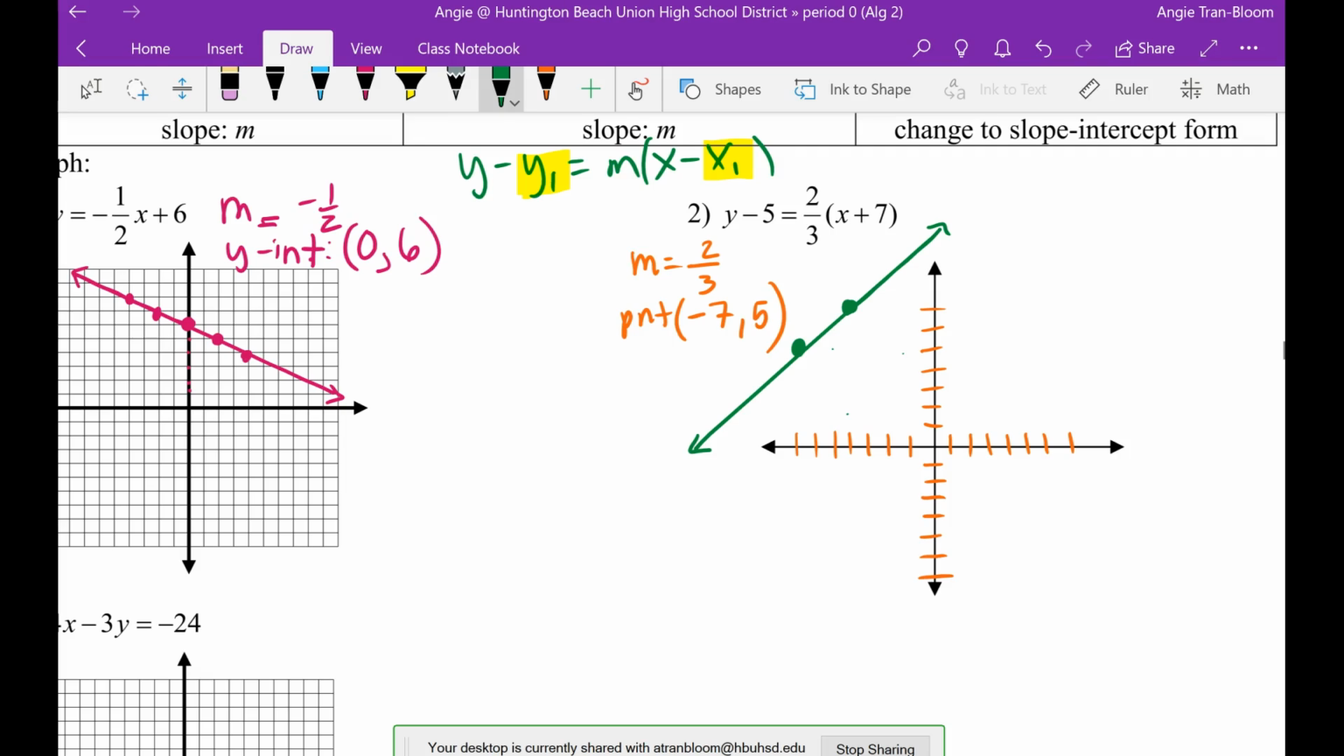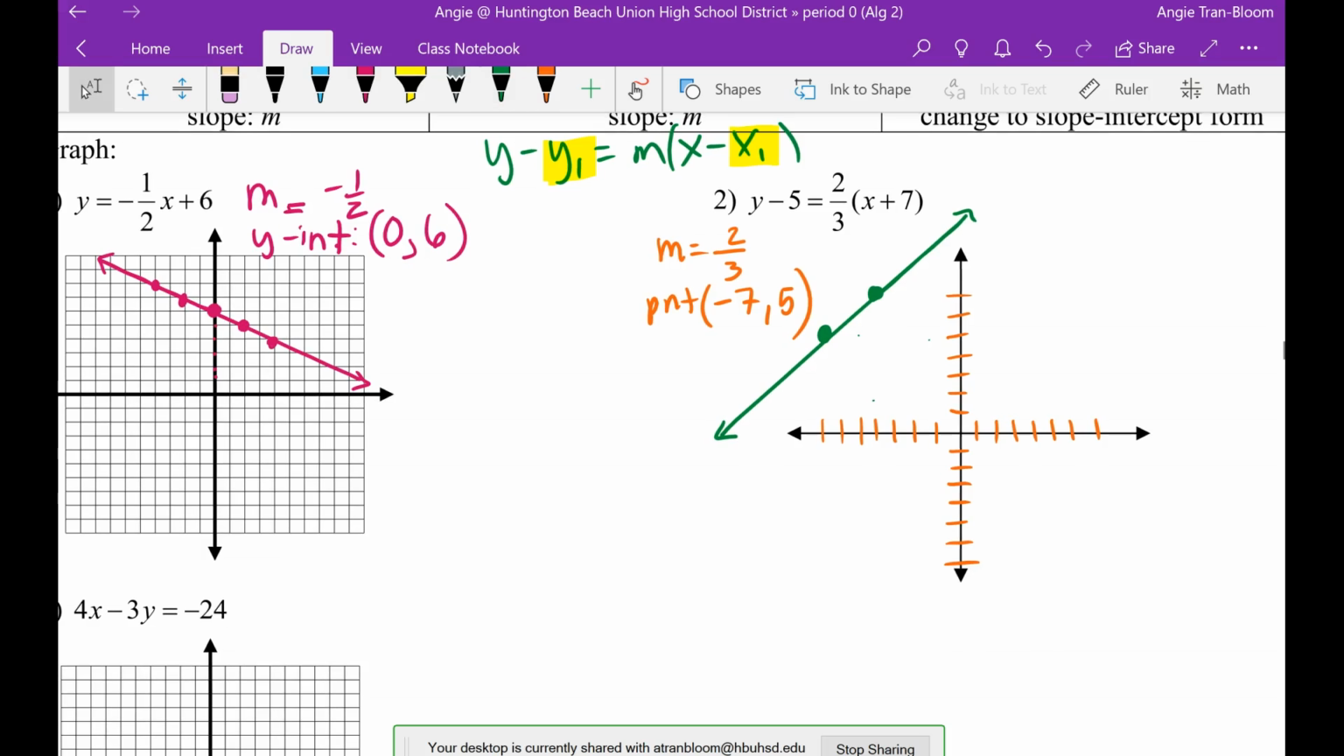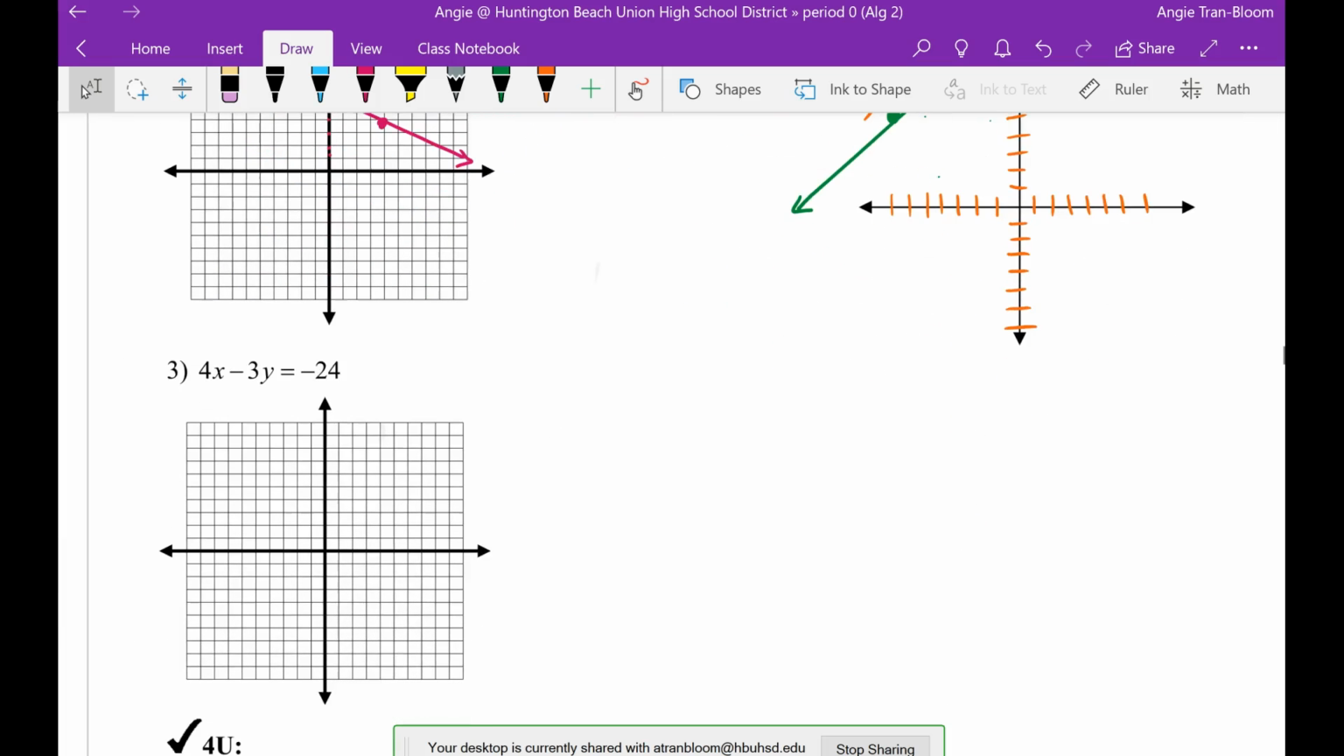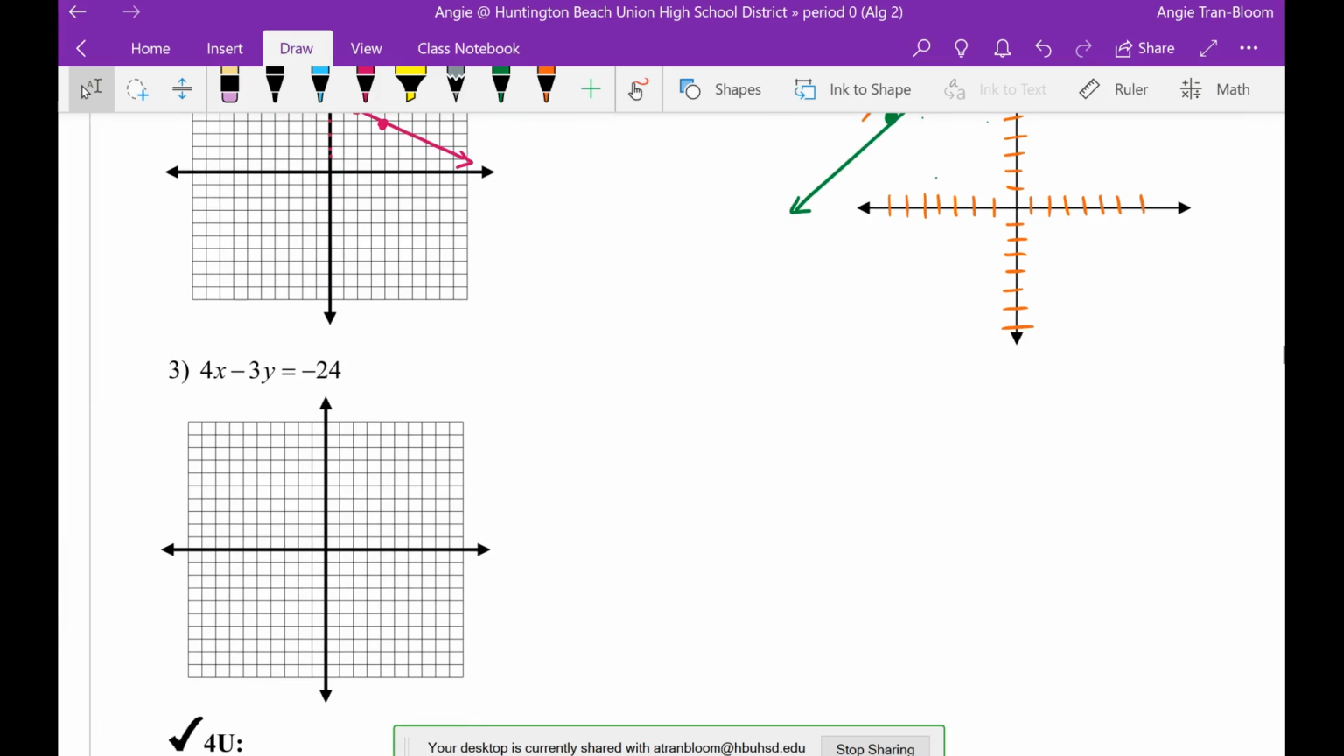What form is example 3? It's standard, right? Okay. In standard form, you have choices. You can solve for it in y equals mx plus b form. For me, when I see a standard form, the easiest way is x-intercept and y-intercept. X-intercept is when y is what? When y equals 0. So what you're really doing is just solving for x.